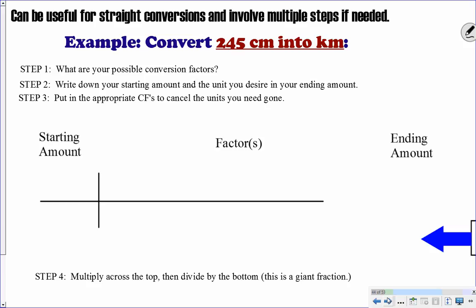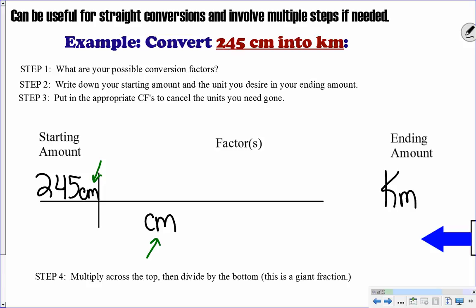If I want to convert between centimeters and kilometers, this is very, very useful. And I'm going to actually do this in two steps. I'm going to start with my 245 centimeters. And I want this answer, my ending amount over here, to be kilometers. Now, I don't know exactly how many centimeters are in a kilometer, but I do know how many centimeters are in a meter. Because I have centimeters up top right here, I need to have centimeters on the bottom.